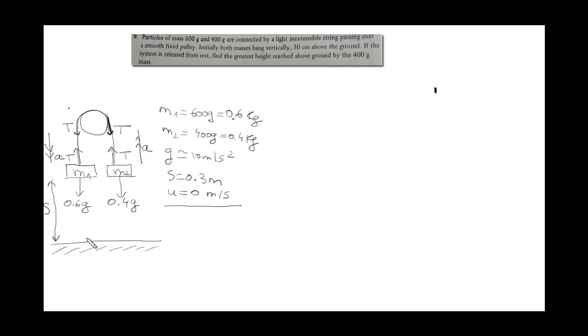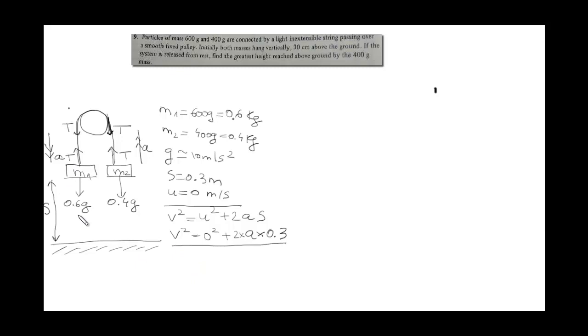So when the first particle reaches the ground, we can write that v squared, the final velocity, is u squared plus 2as. Therefore v squared will be 0 squared plus 2 times a times 0.3. So we have to find the velocity of the first particle.